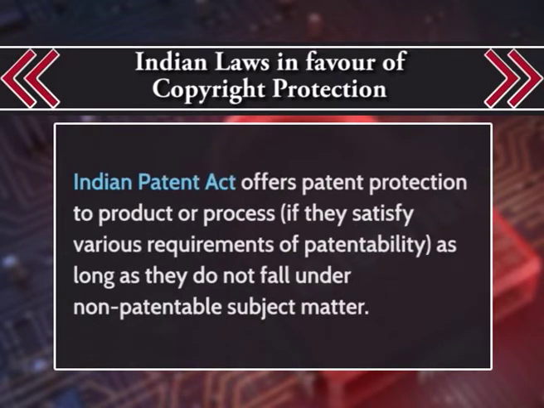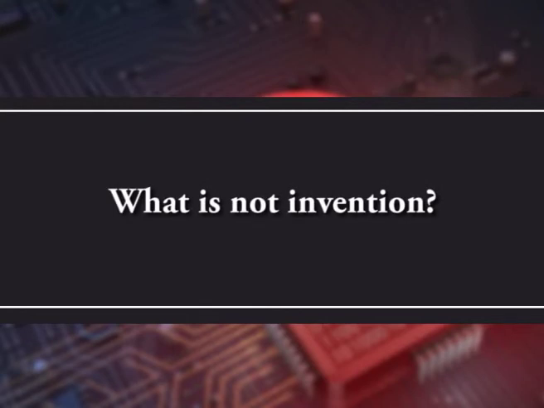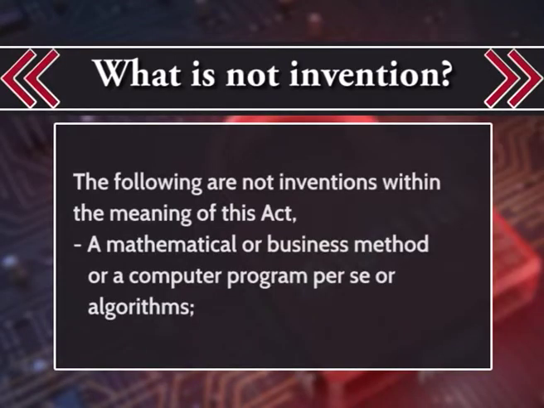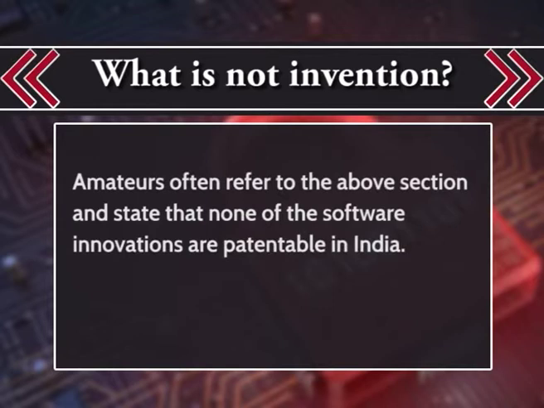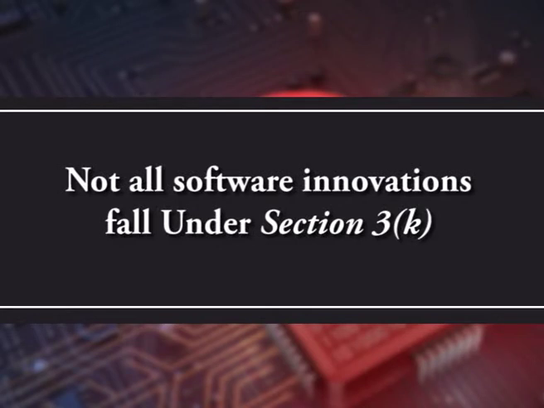Indian Patent Acts offer protection to a product or process as long as they do not fall under non-patentable subject matter. Sections 3 and 4 of the Indian Patent Act specify a list of subject matter that is not patentable. Section 3 sub-clause (k) of the Indian Patent Act, which is provided below, is of specific importance to software innovation. First we will discuss what is not an invention. The following are not inventions within the meaning of this Act: a mathematical or business method, computer program per se or algorithm. A mere reading of the above section suggests that none of the software innovations are patentable in India. However, the reality is far from such perception. Not all software innovations fall under section 3(k).